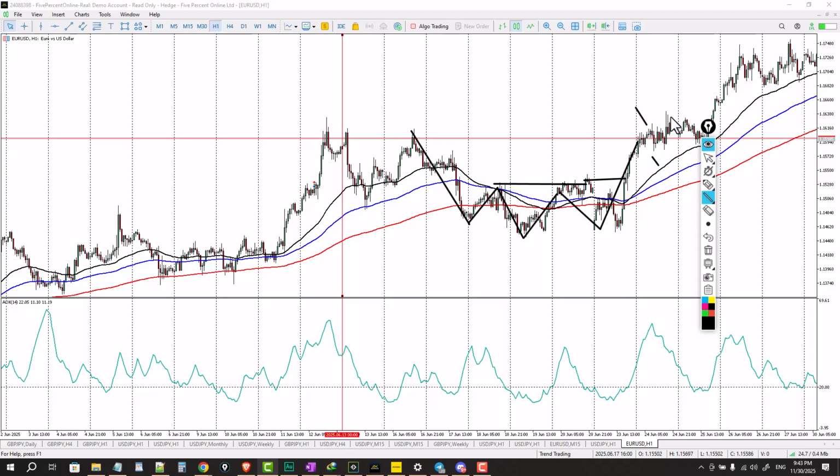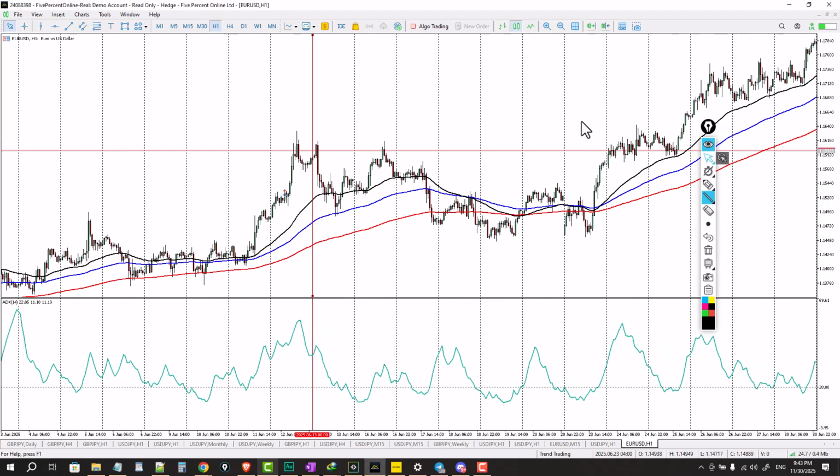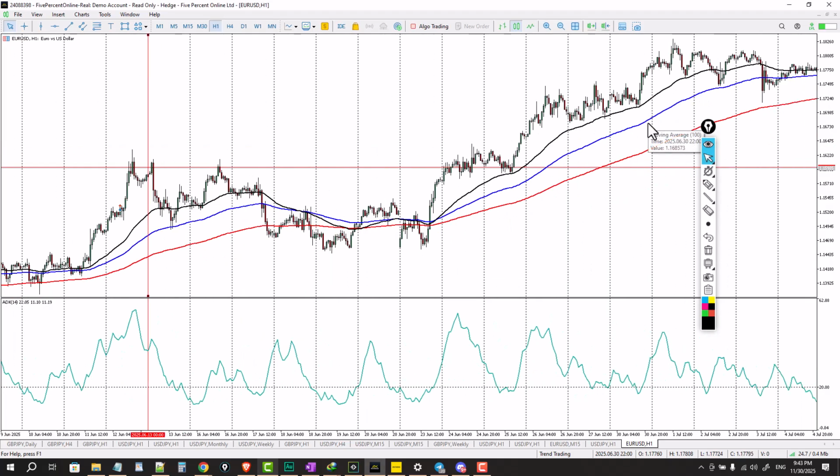And so here, when we had this pullback, you could have easily taken a trade with a stop loss below here, aiming for maybe 1:3 or whatever your exit trading strategy would have been. And this would have been a clean winning trade based on you using multiple time frame analysis to couple what you saw on the higher time frames with the ADX indicator and taking low risk high probability trade setups on the lower time frames.